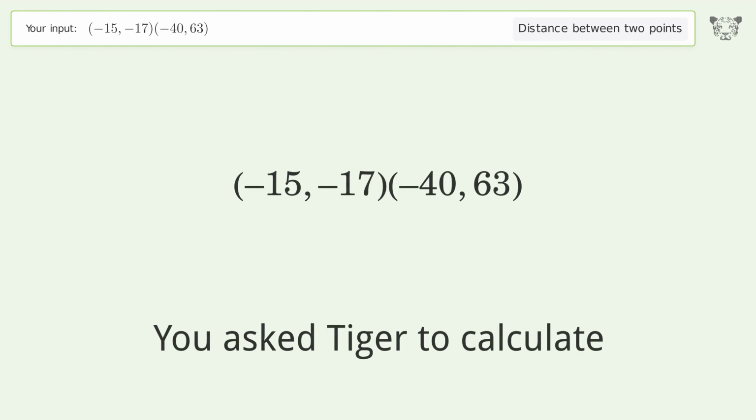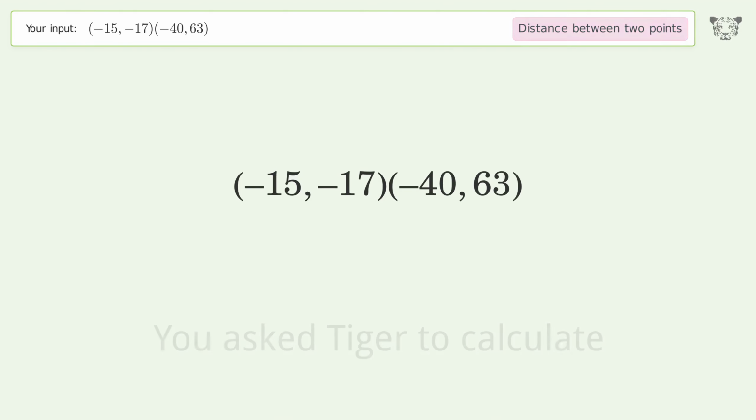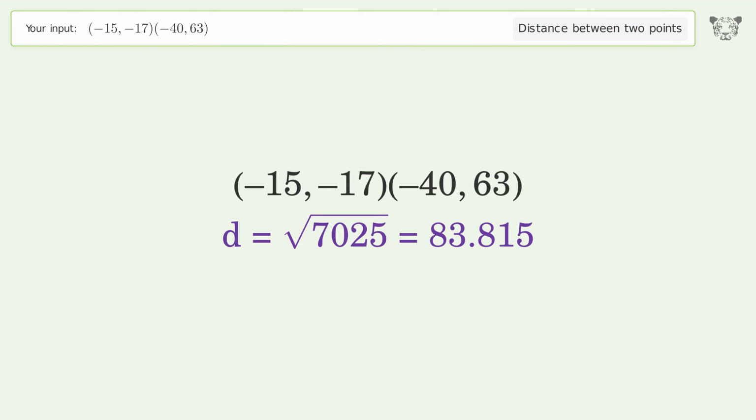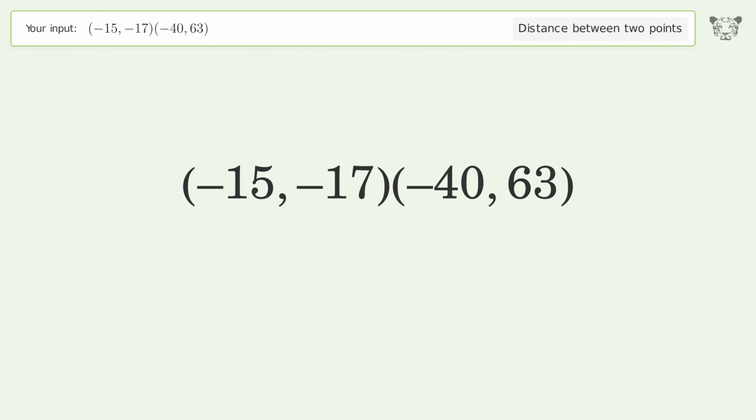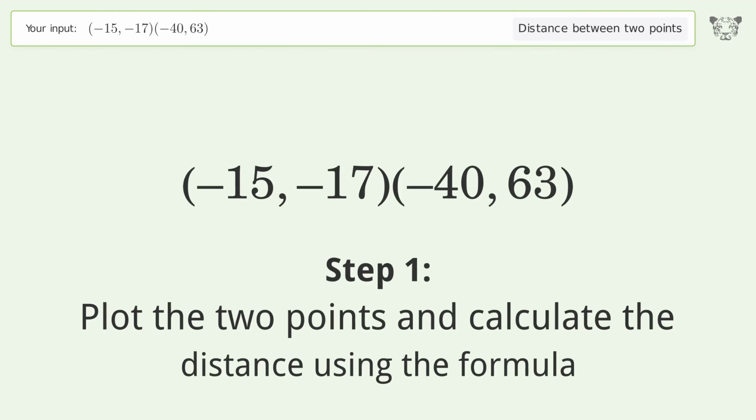You ask Tiger to calculate. This deals with the distance between 2 points. The distance between the 2 points is the square root of 7,025 or 83.815. Let's solve it step by step. Plot the 2 points and calculate the distance using the formula.